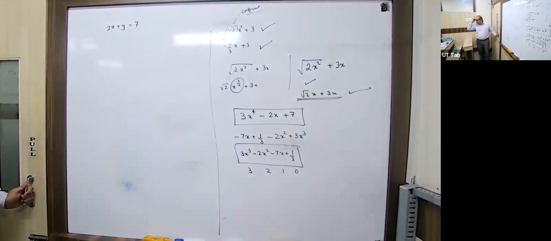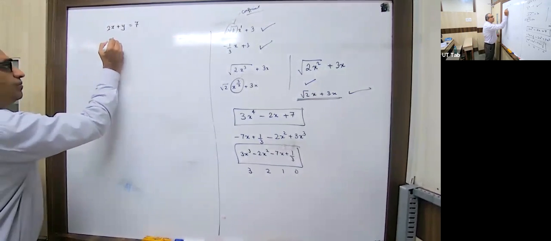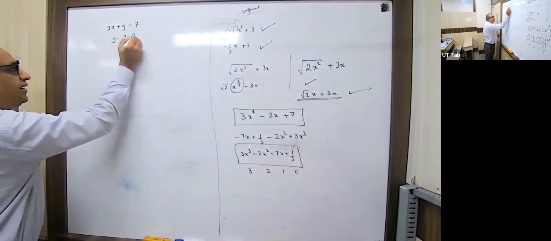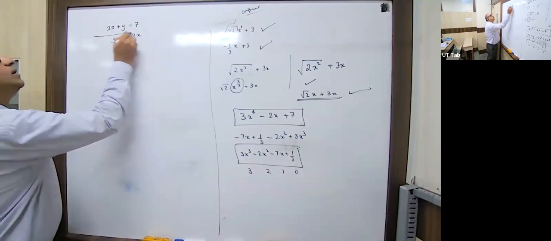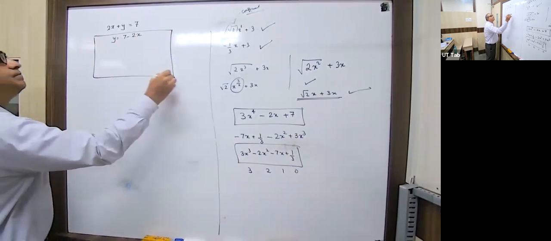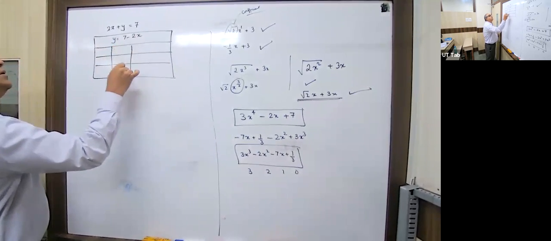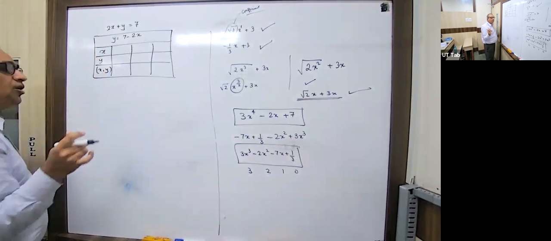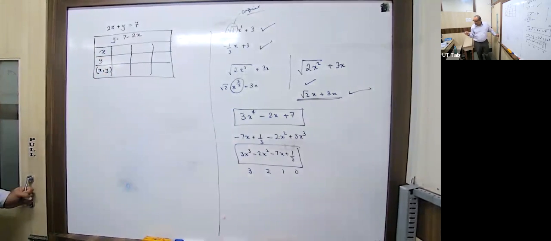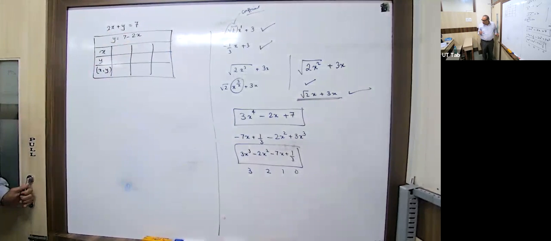Supposing I want to plot a graph of this linear equation in 2 variables, whenever we have to plot them we always keep one variable on the left hand side, everything else on the right hand side. Now I will make a table, because to plot a point I need 2 coordinates, x and y. Which is the variable on the right hand side? X. So we'll assume some value for x.